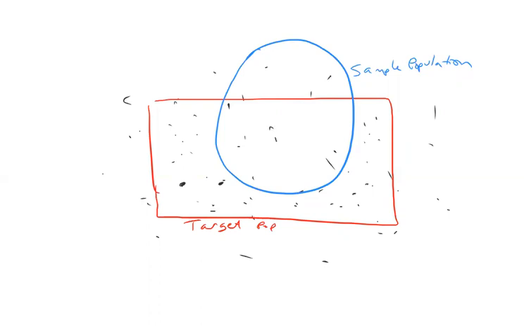Then we have these people here who are in the target population and in the sample population. That's good, right? We want a lot of people in this area. But there's also some people out here probably who are in the sample population, but not in the target population. So who are those people going to be? Let's think for a second who they might be.